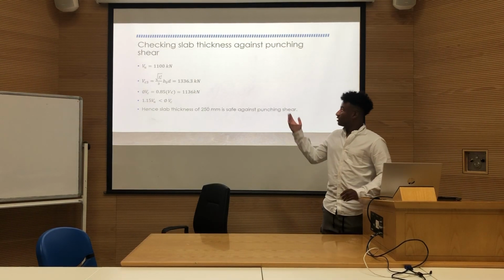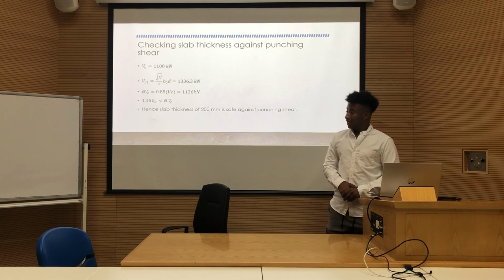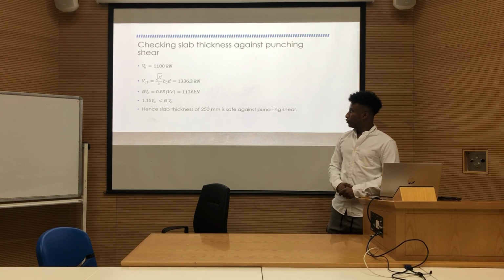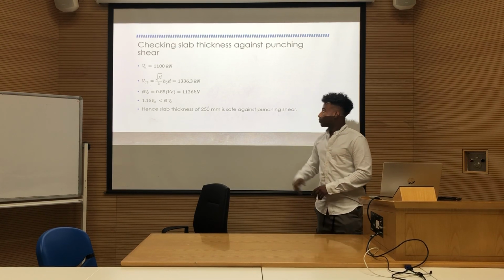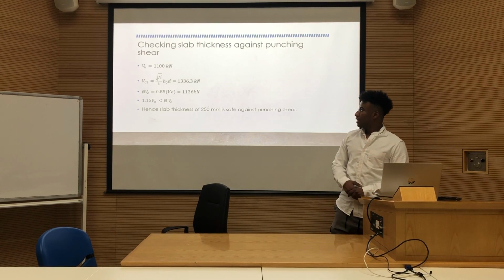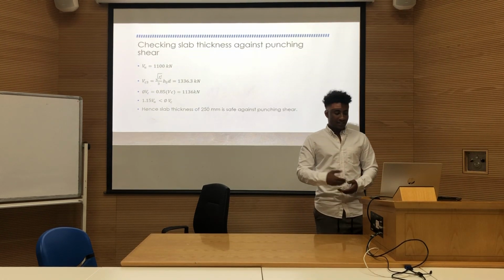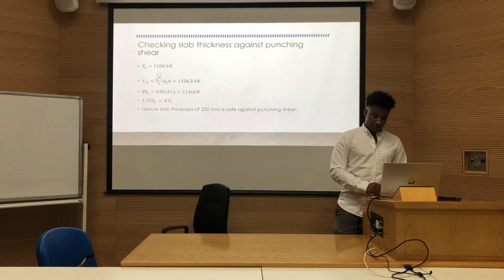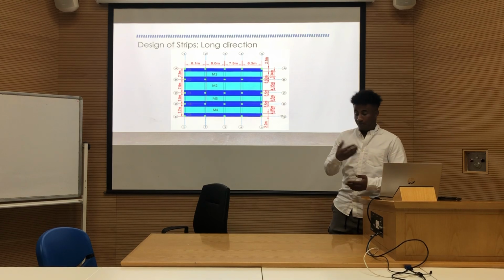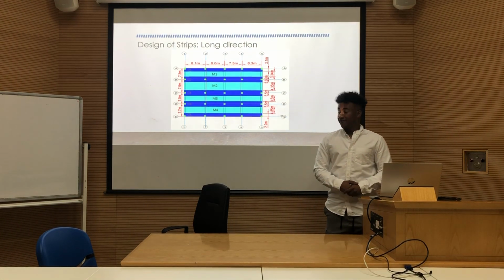After that, we move to the design of punching shear. The ultimate shear was found to be 1,100 kilonewtons. The shear of the concrete is 1,136 kilonewtons. It's bigger than the ultimate shear, hence that the slab thickness is safe against punching shear. We move to the design phase.